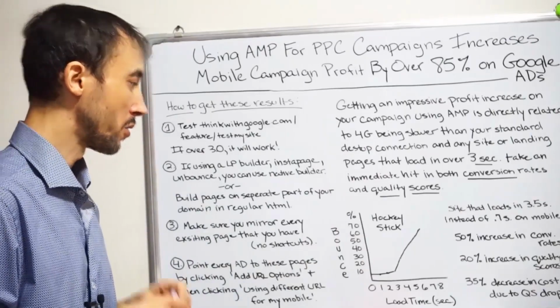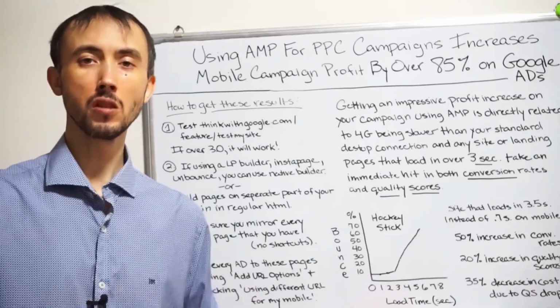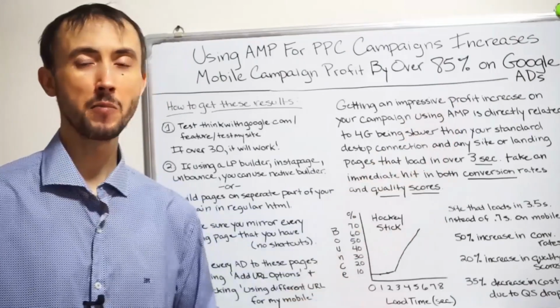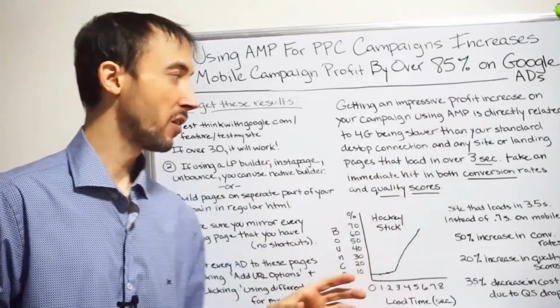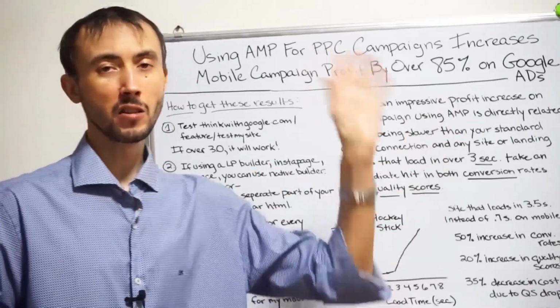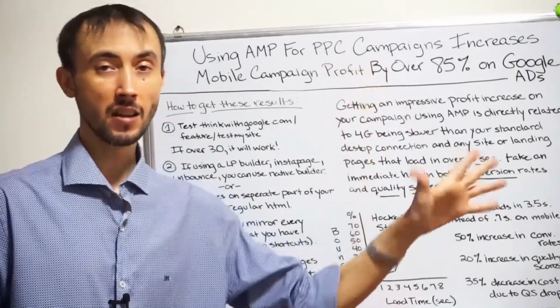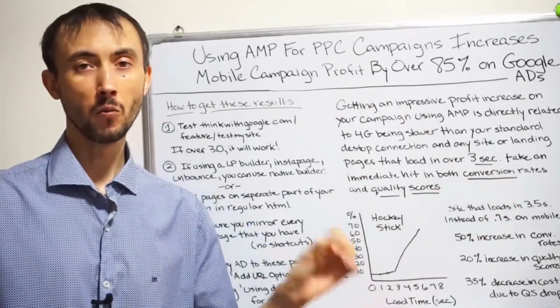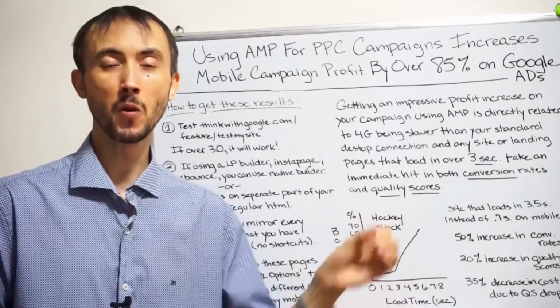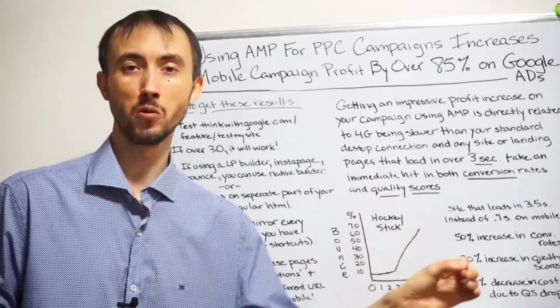So, respectively, that's exactly what you do if you want to take advantage of this 85% increase in profitability. A site that loads basically any slower than 3 seconds, like it did for us, for yourself, once AMP is implemented fully for your PPC campaign for mobile users.